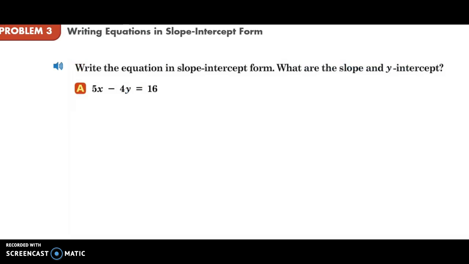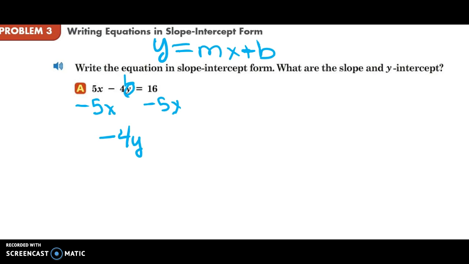In problem 3, we want to write the equation in slope-intercept form, reminding yourself that slope-intercept form is y equals mx plus b. Notice in slope-intercept form that the y is by itself, so that's what we need to do in problem A. We need to get this y by itself. So first let's move the x term over. Always move the x term away first. That leaves me with negative 4y equals negative 5x plus 16.